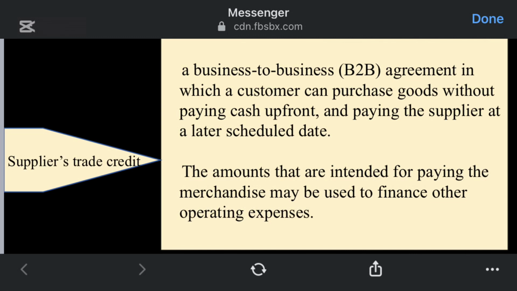Next is the supplier's trade credit. This is a business-to-business agreement in which a customer can purchase goods without paying cash upfront and paying the supplier at the later scheduled date. So muna ni siya ang mga N30, 210, 215, ana. So the amounts that are intended for paying the merchandise, nakuha na ni mga merchandise, pero the amount napa sa imuha, because at the end of the month pa ang payment, will be used to finance other operating expenses.